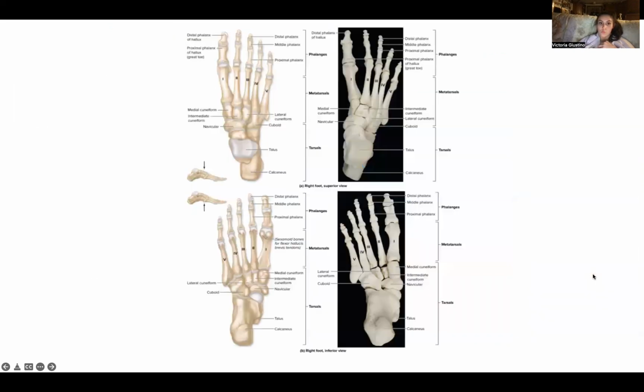And so, yeah, that's the appendicular skeleton. I hope that was helpful.